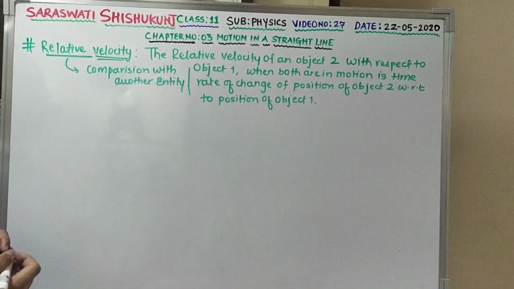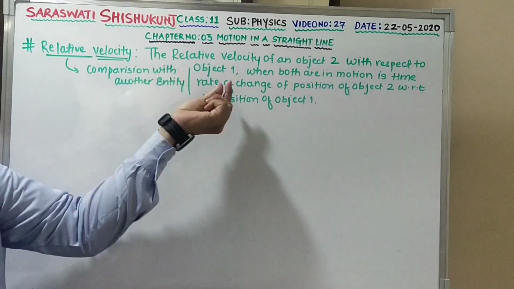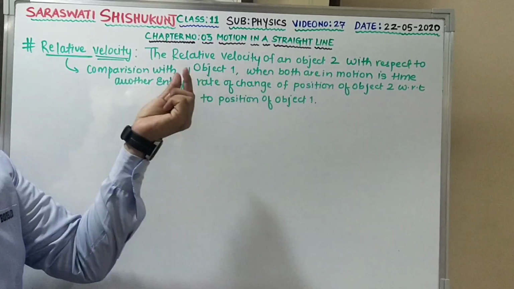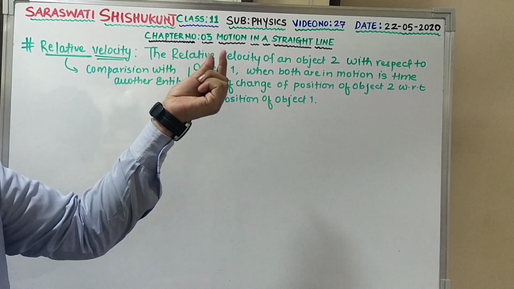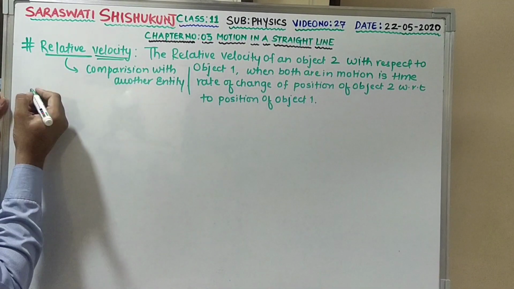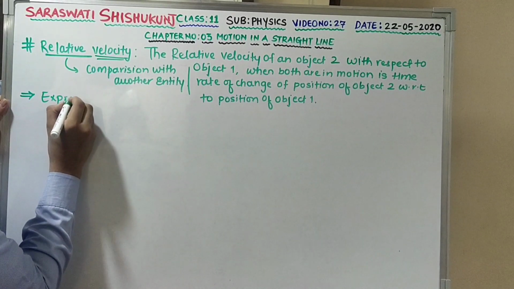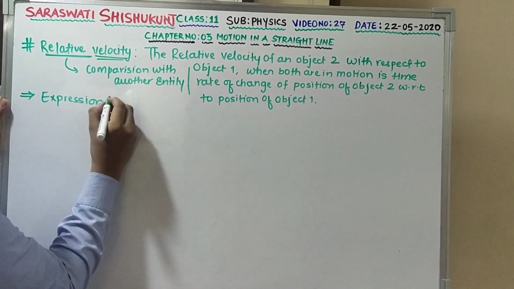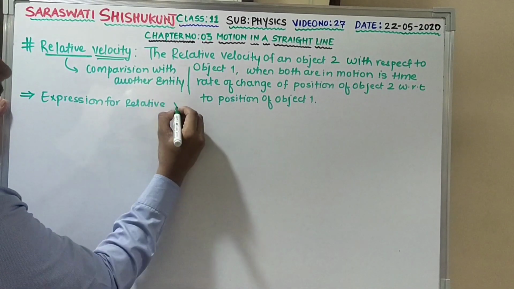Hope that this is clear. The relative velocity of an object 2 with respect to object 1 when both are in motion is the time rate of change of position of object 2 with respect to object 1. Till this clear? Now moving ahead to the next thing, we are deriving the expression for relative velocity.